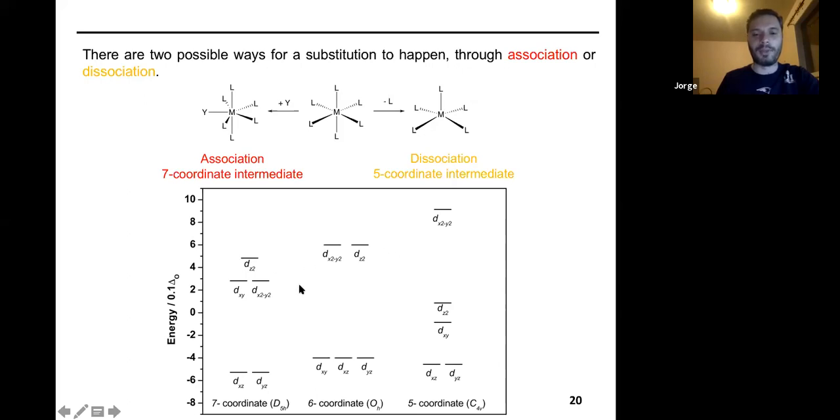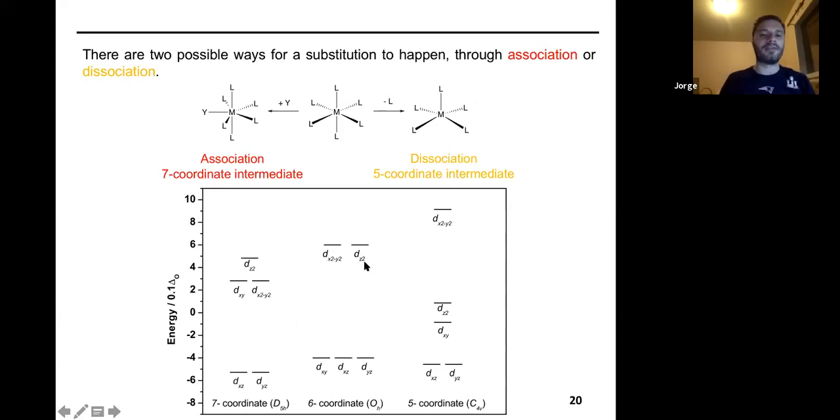The middle one is the d orbital splitting for a 6-coordinate species that has Oh symmetry. This you know already: T2G and EG. Electrons in these orbitals are stable, and every time you move up, the system gets less stable.